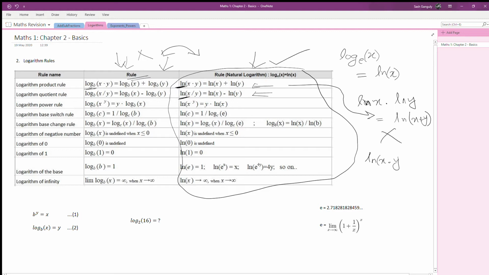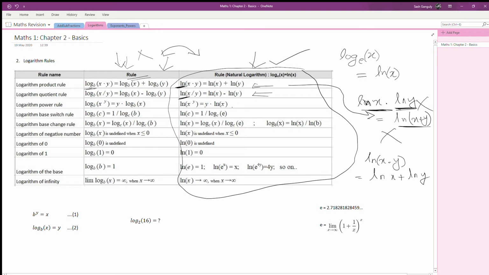The only thing that's valid is log of x times y is equal to log of x plus log of y. We don't have any formula for log of x multiplied by log of y. This is absolutely wrong. So again, please be careful of these small caveats. The second one is similar: log of x by y is log x minus log y.